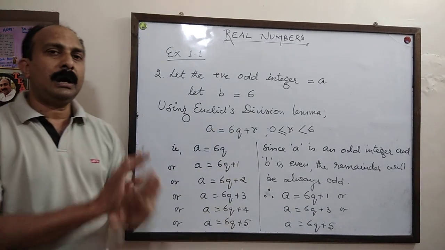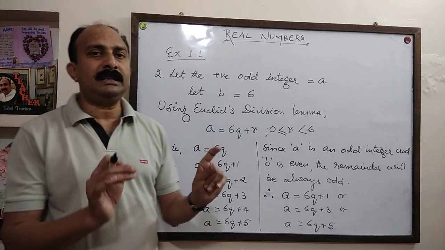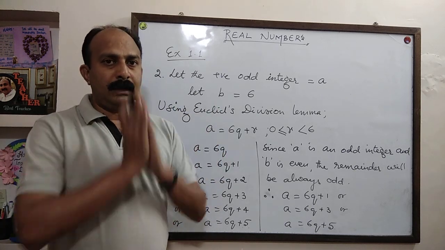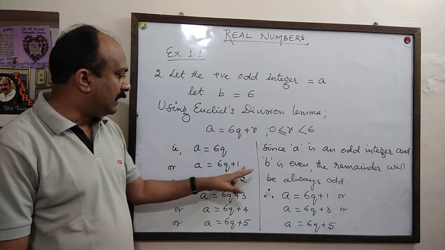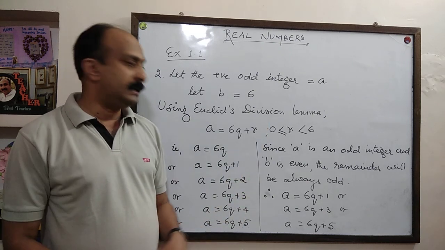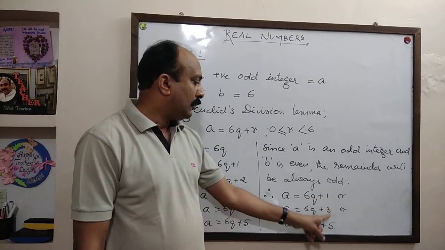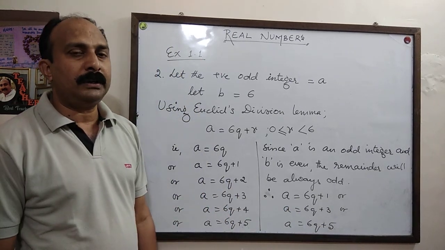0, 2, 4 are not possible because A is odd and B is 6, which is even. The remainder will be always odd. Here the odd remainders are 1, 3 and 5. So the answer is 6q plus 1 or 6q plus 3 or 6q plus 5. I hope all of you understood.